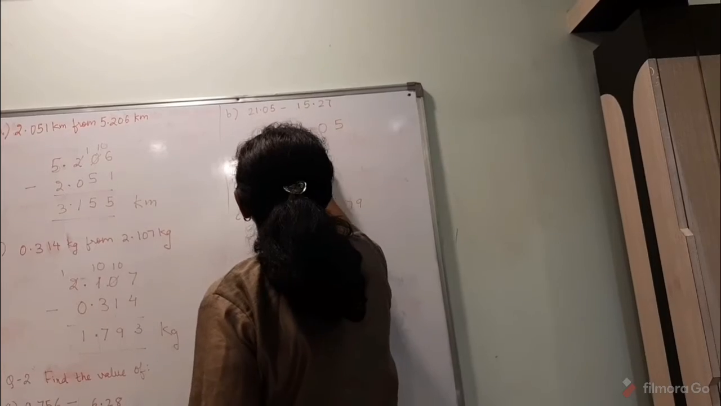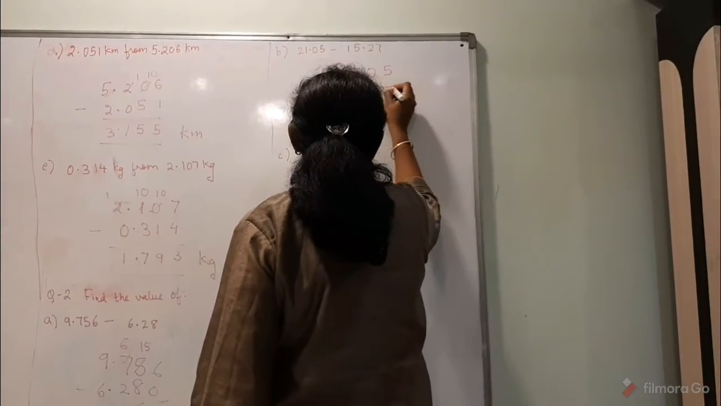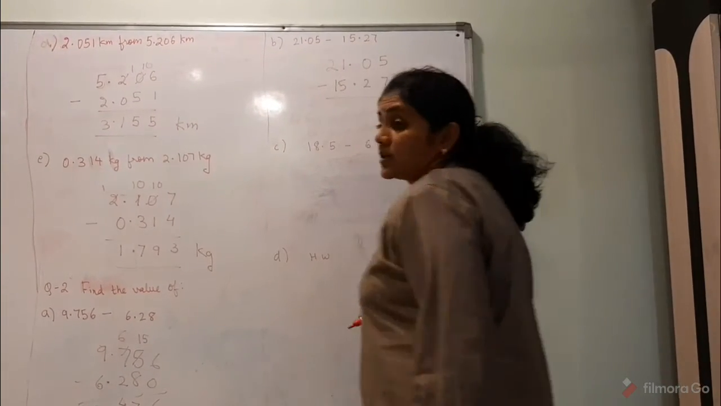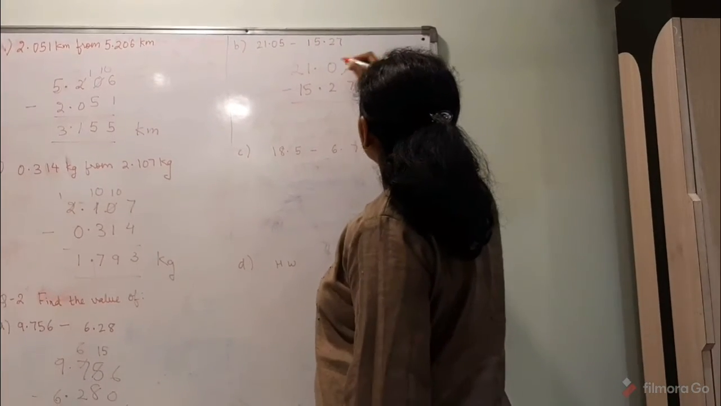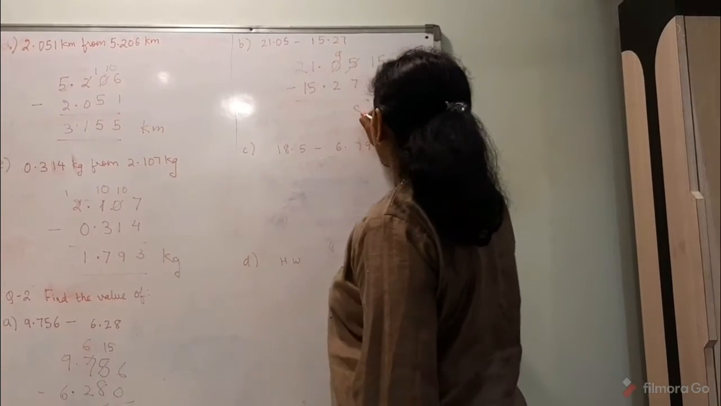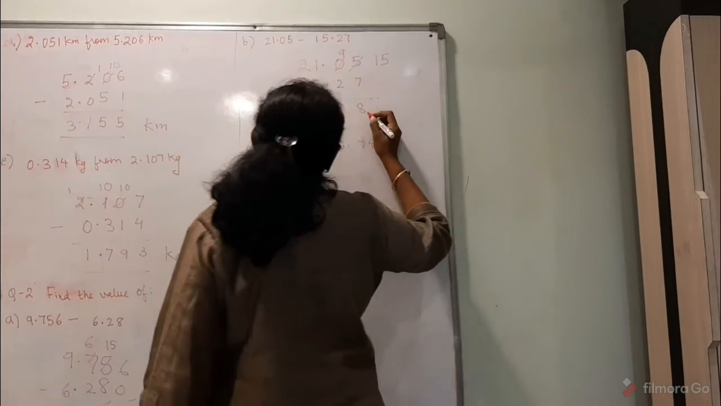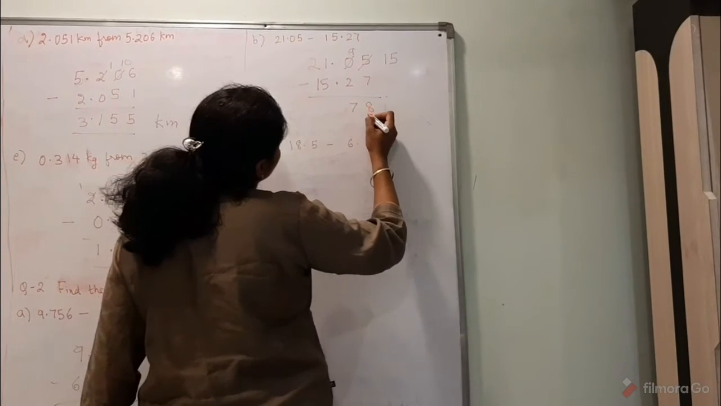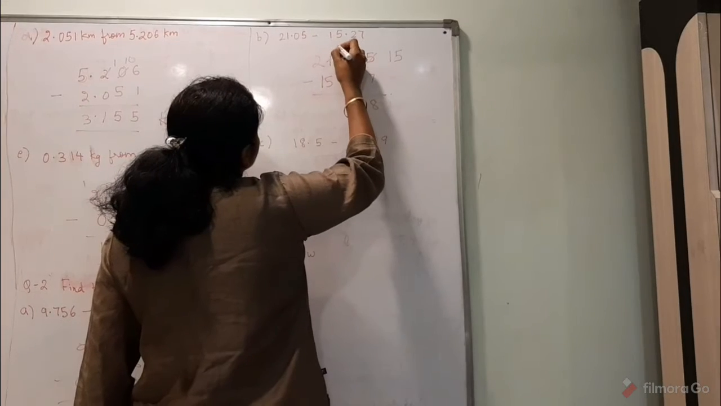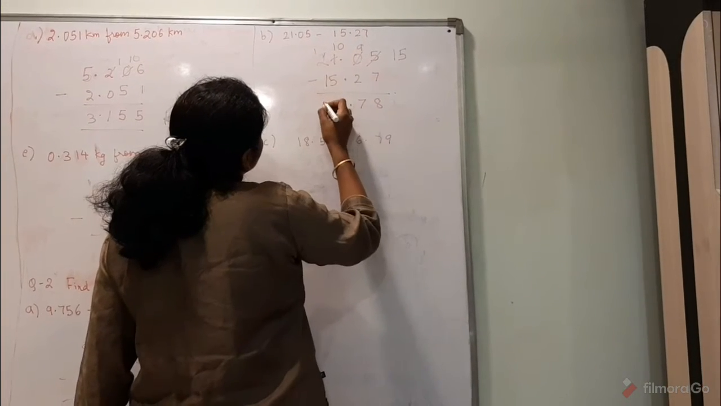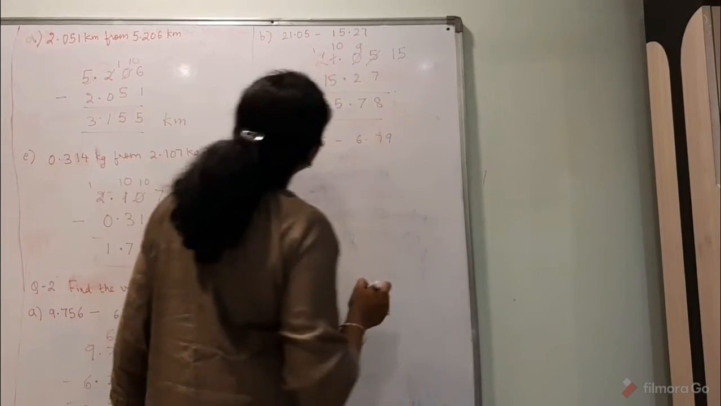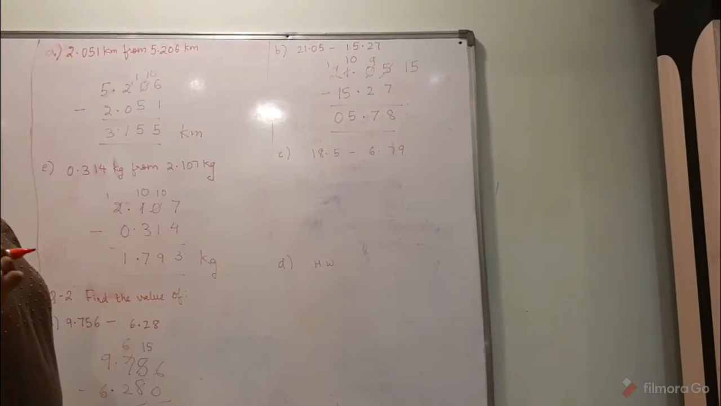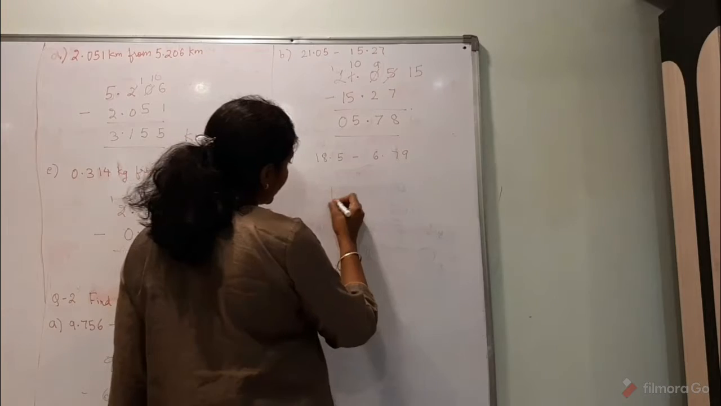Now 21.05 minus 15.27. So 5 minus 7, it is not possible. This is 15 minus 7, 8. 9 minus 2 is 7. So this is 0, 1. 10 minus 5 is 5, 0. So answer is 5.78.